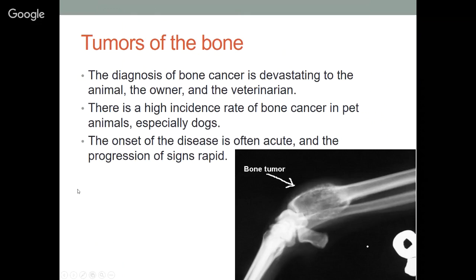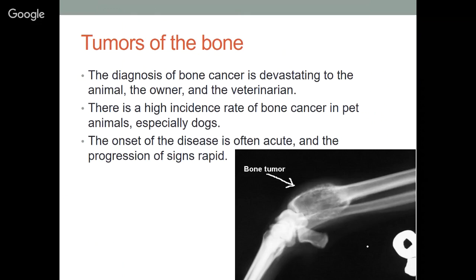Tumors of the bone. The diagnosis of bone cancer is devastating to the animal, the owner, and the veterinarian. And I would argue the veterinary technician. There is a high incidence rate of bone cancer in pet animals, especially in dogs, and the onset of disease is often acute with the progression of signs rapid.